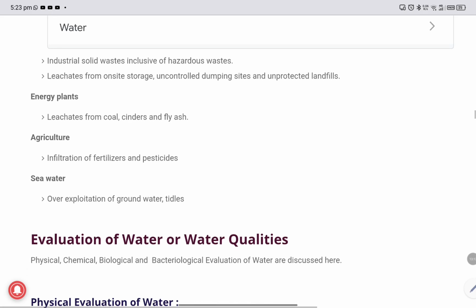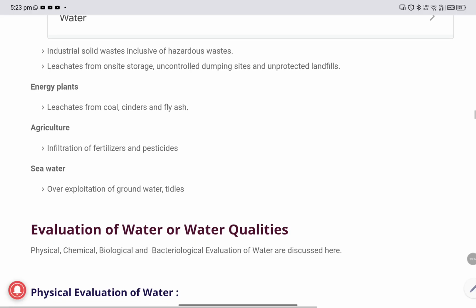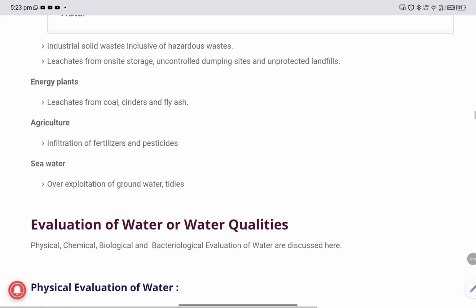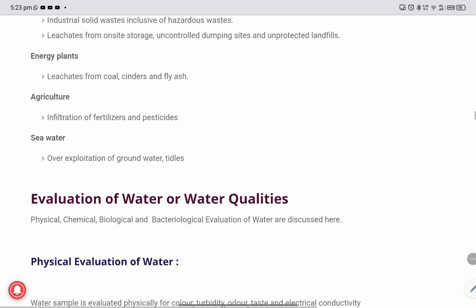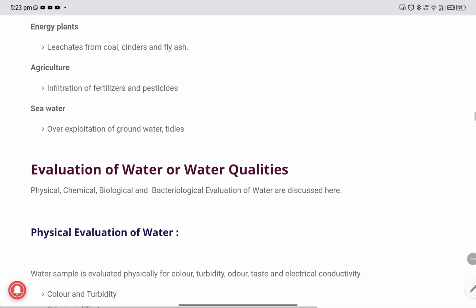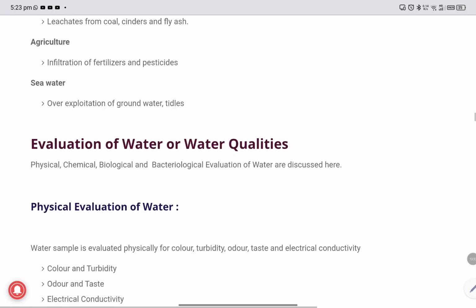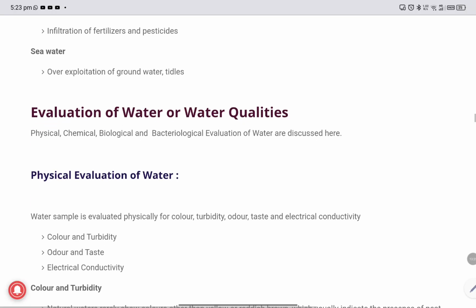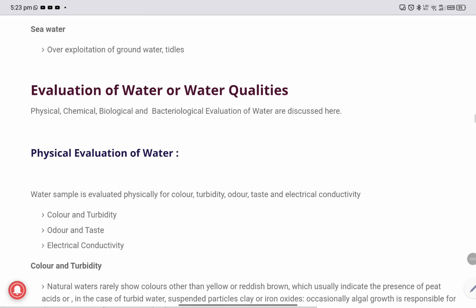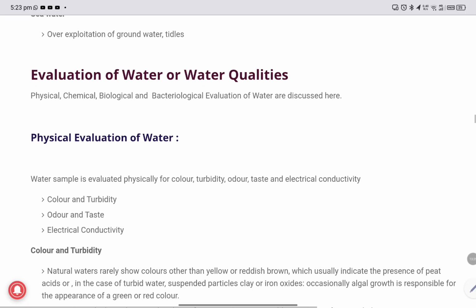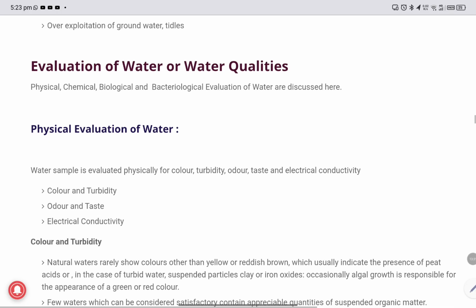Energy plant, leachates from coal, cinders and fly ash. Agricultural infiltration of fertilizer and pesticides, seawater or exploitation of groundwater tidals. Evaluation of water qualities. Physical, chemical, biological and bacteriological evaluation of water are discussed.